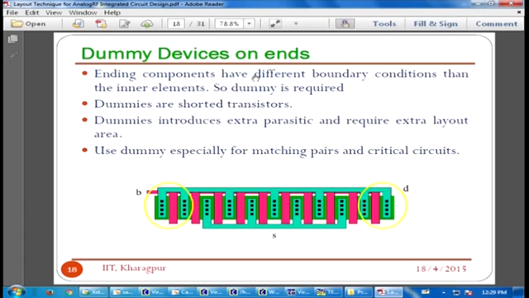And dummy devices are also very important in differential circuits and low frequency circuits. In high frequency circuits also they create some parasitic effects, but they are important because if you go to lower technology, it will create some boundary effects, meaning the transistor property at the boundary and internally is different. That's why you have to put some dummies at the boundary. Okay, that's why it will not create any problem. And in passive devices also, resistors and capacitors, we will put some dummies.